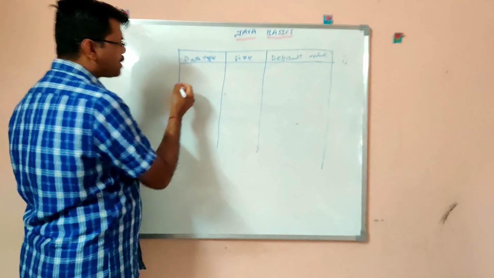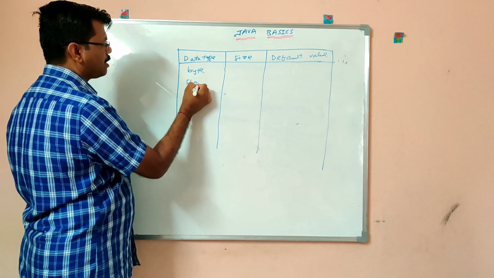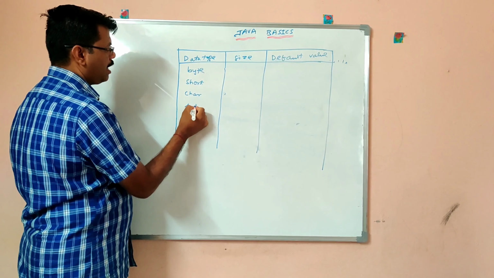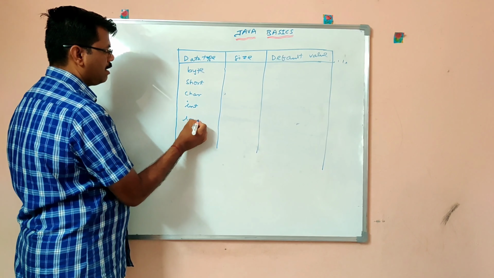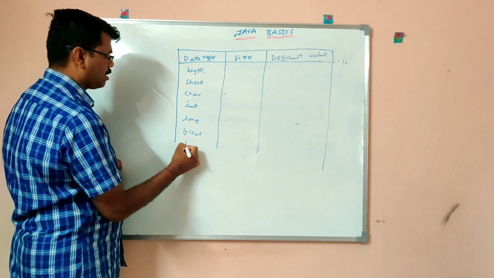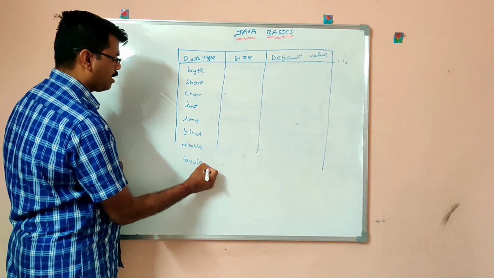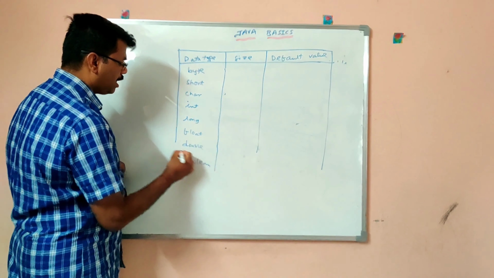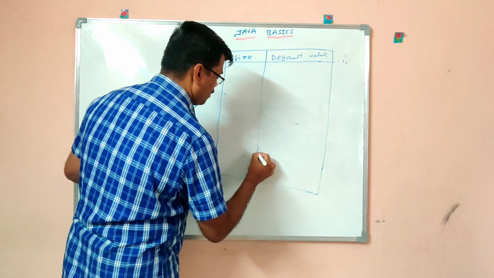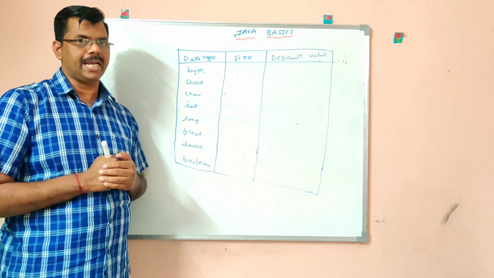So we have the data types starting with byte, short, char, int, long, float, double, boolean. These are the 8 data types. And all these data types are keywords. So all keywords are smaller case letters.